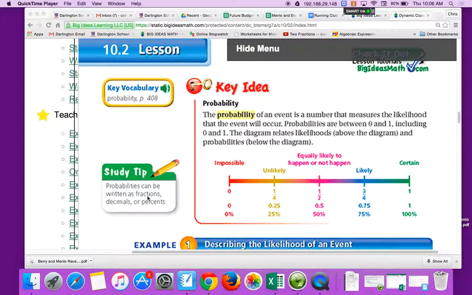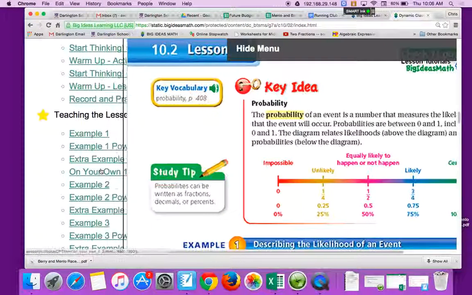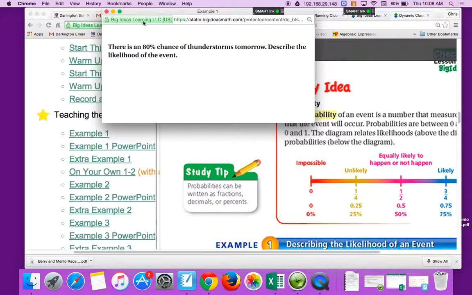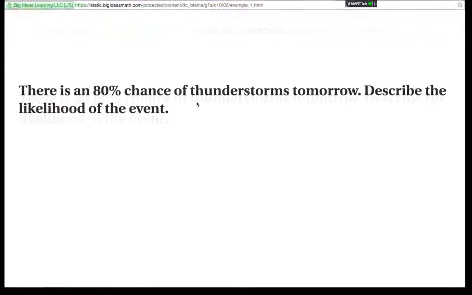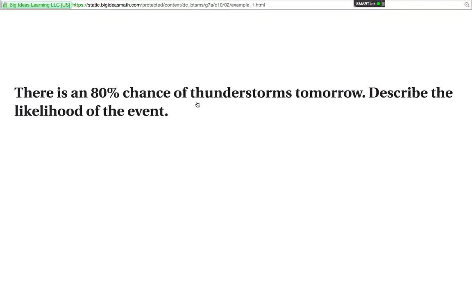Let's move on to some other examples to get us a better idea. It says there's an 80% chance of thunderstorms tomorrow. Describe the likelihood of the event. This is what you see when you go on your Weather Channel app. 80% chance of rain. What do you think? Very, very likely, right? You're using the same terms as in the example you just saw. It's very likely.